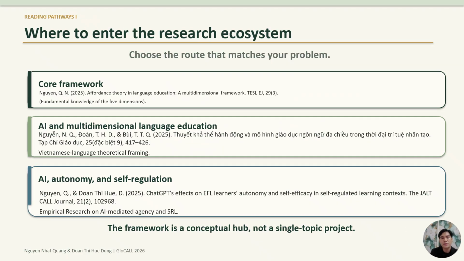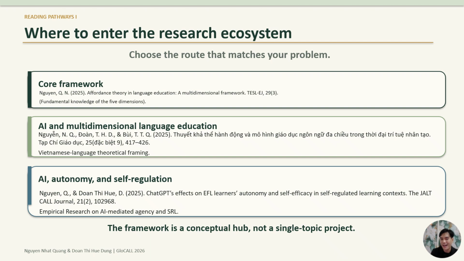I want to present this entire framework not as one isolated talk, but as part of our wider research ecosystem that we've been building. If you are interested in the core theoretical framework, the TESOL article is the main entry point. It developed the multidimensional account of affordance theory in language actions. If you are interested in Vietnamese theoretical framing of the age of AI, you can read the Vietnam Journal of Education, which is one journal of the MOET, the Ministry of Education and Training.